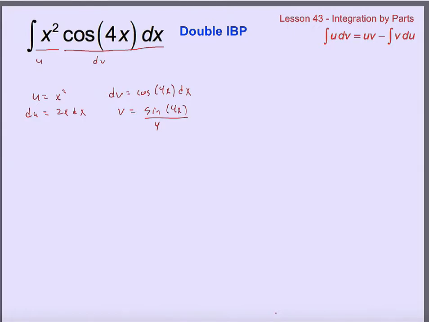So if we set up our integration by parts here, we can say that the integral of u dv, of course this is always going to be where we started, so you don't have to think too hard about what you're writing here, is equal to, I'm just going to apply the formula, uv, x squared sine of 4x over 4, minus the integral of v du. Notice that the 2 over 4 can reduce, and we're allowed to do that as much as we need to. So the 2 over 4 will reduce to 1/2.